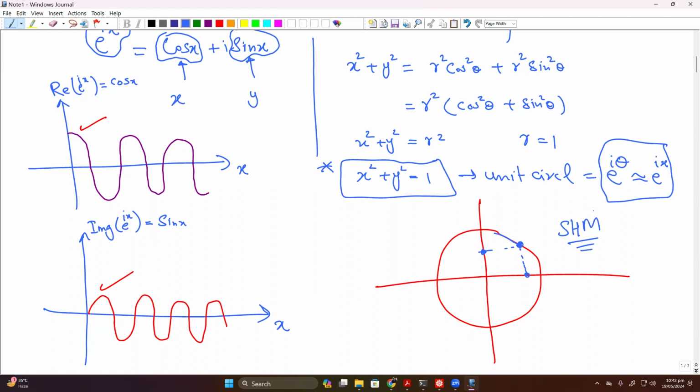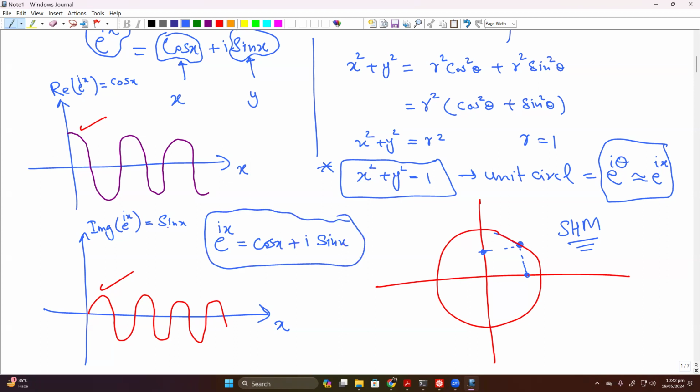on a circle, then the projection on the x-axis and projection on the y-axis will perform simple harmonic motion, which are actually sines and cosines. So in this one function, e to the ix or e to the i theta, I have sinusoidal functions. This is cos of x for the real part and sine of x for the imaginary part.